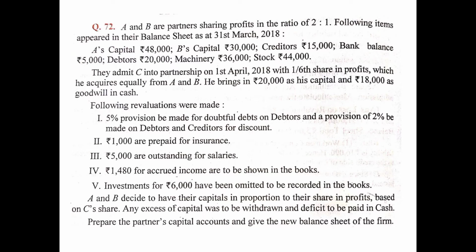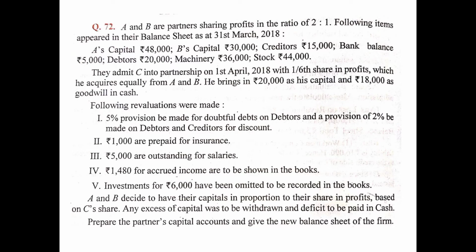So in this case, the information of sacrifice is given to you. You are informed that C is coming for 1/6 share, which he acquires equally from A and B. That means half of 1/6, that is 1/12, is given by A, and the other half of 1/6, that is 1/12, is given by B. So the sacrificing share of A and B is 1/12 and 1/12, which will be deducted from their old ratio to calculate the new PSR.